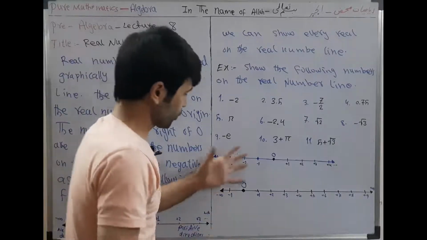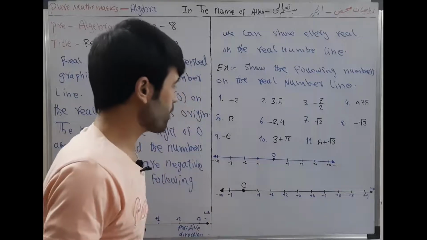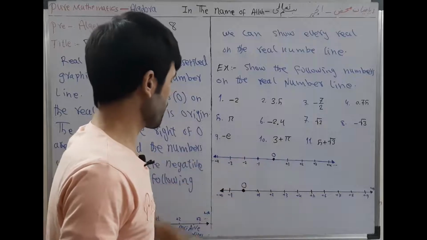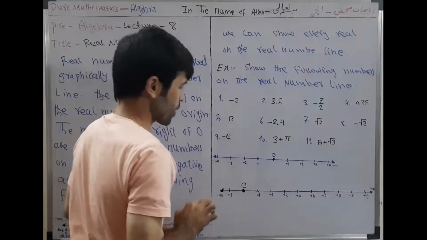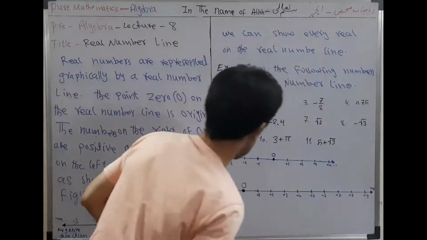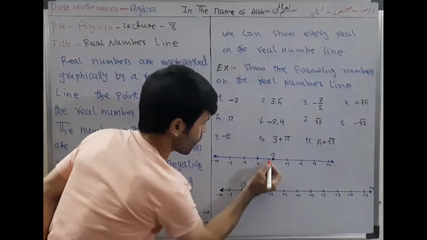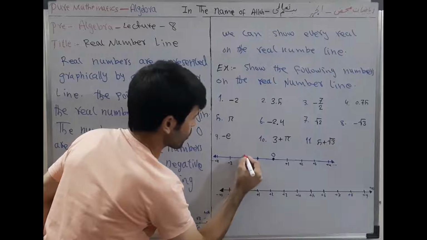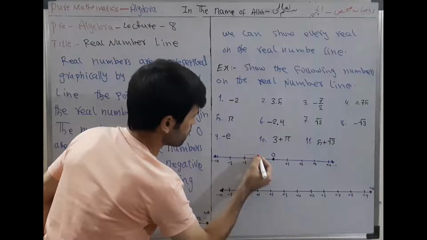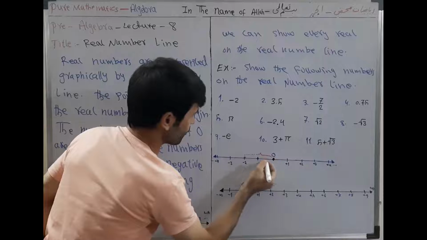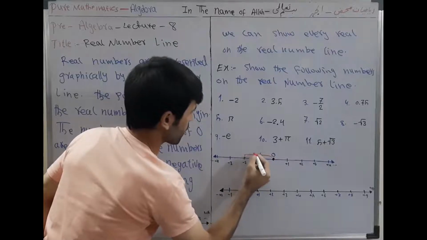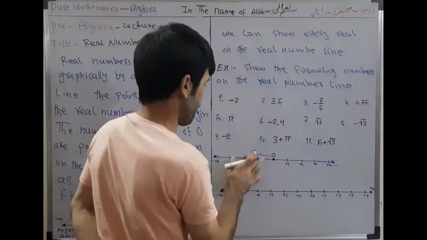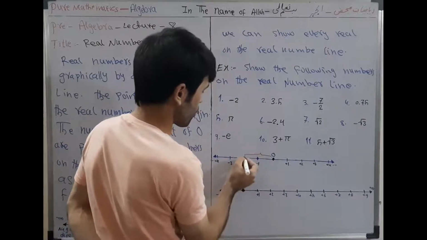Now we draw the real number line. Now we want to sketch every number here. First one, minus 2. Minus 2 is here. From the origin we count 1, 2. It's minus 2.